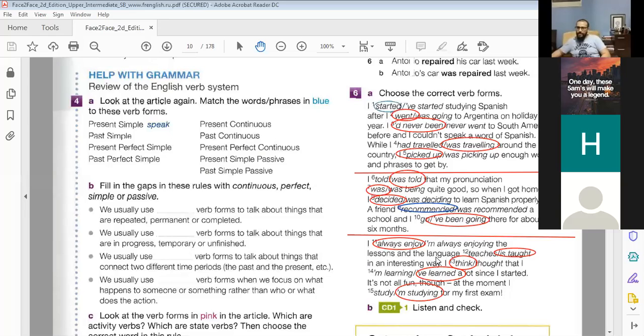Okay, and the lessons and the language is taught in an interesting way. I think that I've learned a lot since, so this is a hint. You need to use the present perfect. Since I started, it's not all fun though. At the moment, I'm studying. Also a hint, present continuous.